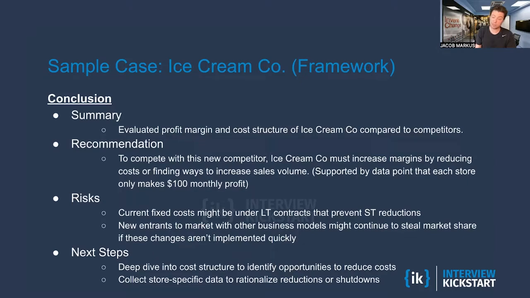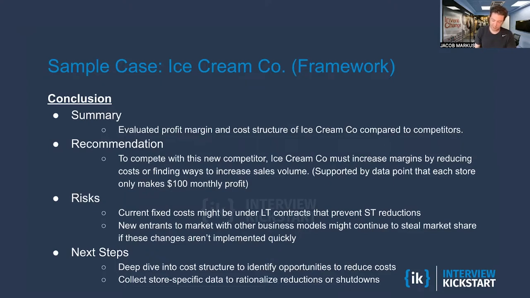Because remember, this is an average. So maybe there are certain stores that aren't profitable and certain ones that are very profitable. Some of the risks here: current fixed costs might be under long-term contracts. So maybe we can't really touch some of those costs. So we would need to investigate that. Other risks, there might be other entrants to the market that might continue to steal market share. So we have to act quickly. We might not have the luxury of doing this in a systematic way.